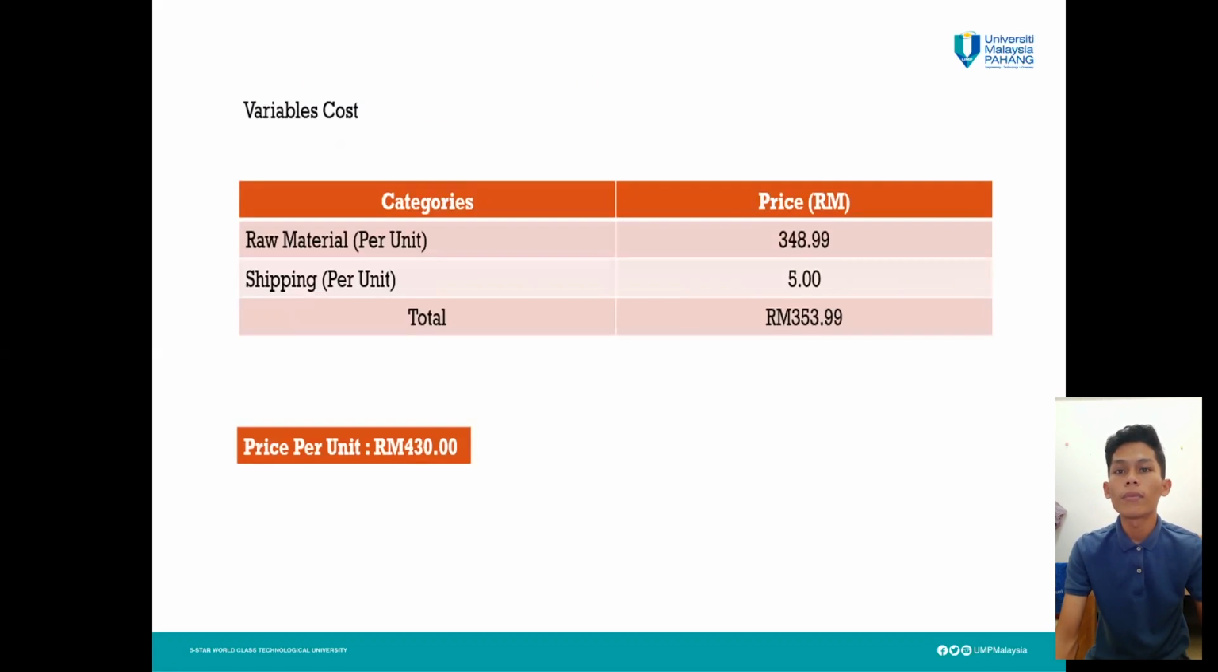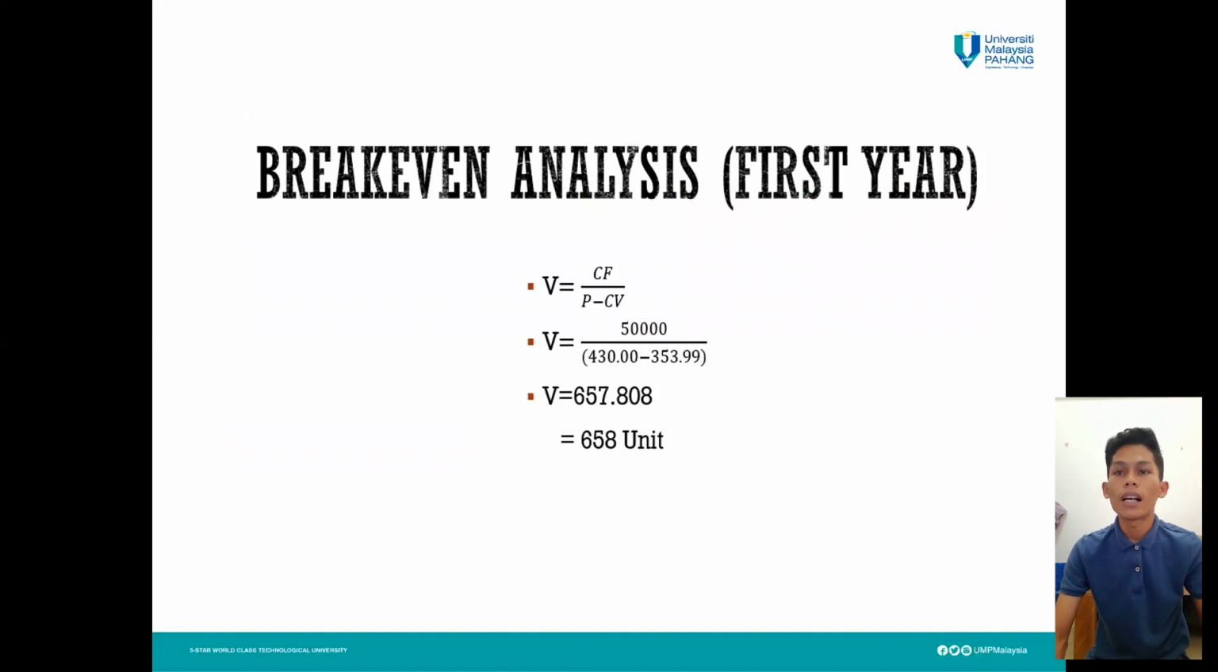Next is about variable cost. For the variable cost, we only have two categories. First, raw material. We assume for raw material is RM348 per unit. And the last is shipping cost. We assume RM5 per unit. So the total cost for this variable cost is RM353. Next, I will continue about the break-even analysis.